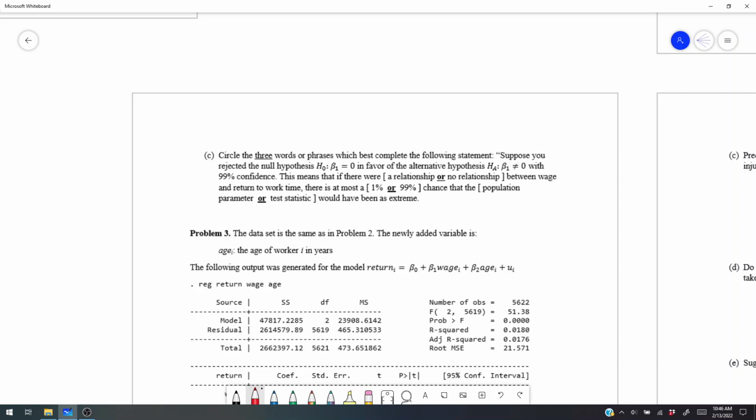Okay, so if the null hypothesis was true, right? Because you have to write down something that you can reject. If the null hypothesis was true, beta 1 is 0, that means there's no relationship between these variables. Okay, so if there were no relationship between wage and return to work time, there's at most an alpha chance that we would have been wrong. So it's a 1% chance that the population parameter or test statistic, t-stat, would have been as extreme. Perfect.